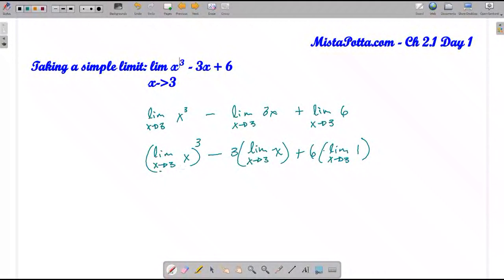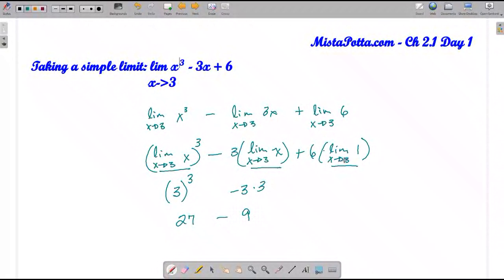And this is why I stress those limits from our parent functions earlier in the video. The limit as x approaches 3 of our linear function is just going to be 3, so this ends up being 3 cubed, or 27. So this limit is also 3, and I end up with 3 times 3, which is 9.